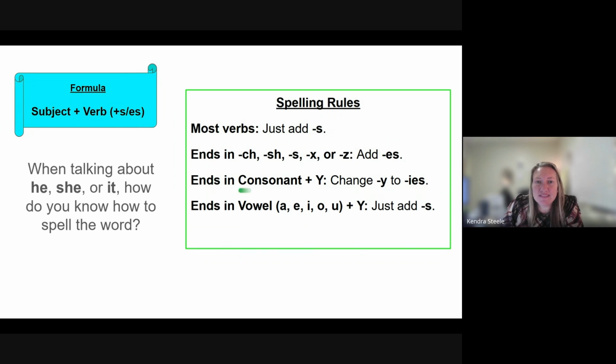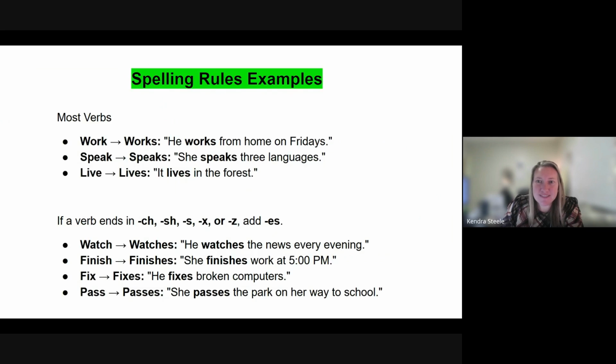If the verb ends in a consonant, so those are all the letters that are not vowels, not A, E, I, O, or U, okay? If it ends in a consonant and a Y, you change the Y to IES for the end of the verb. And if your verb ends in a vowel, A, E, I, O, U, and Y, you just add S. So we will look at these rules right now together with some examples, okay?